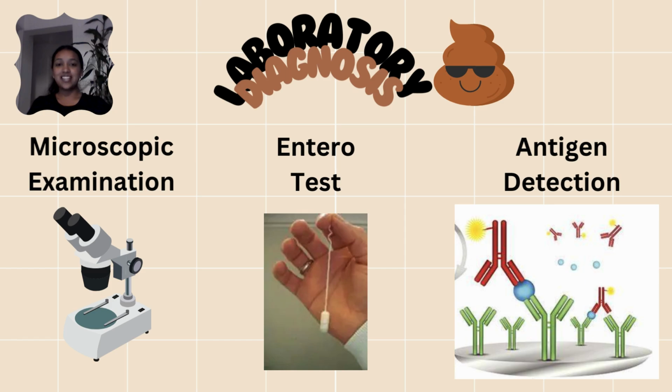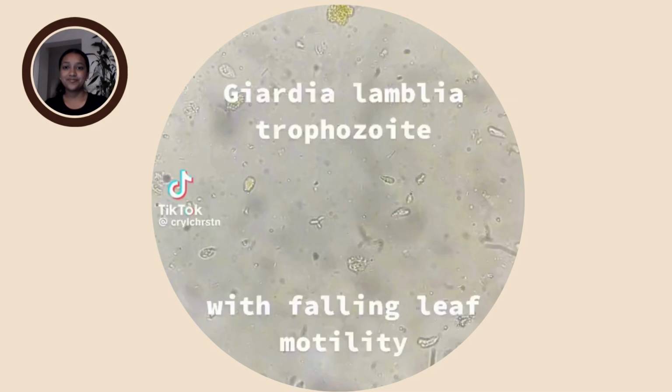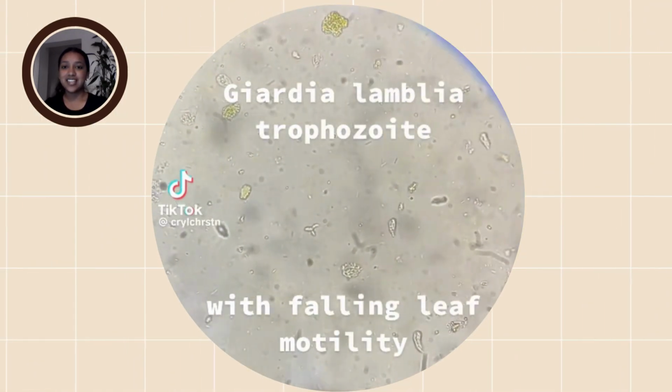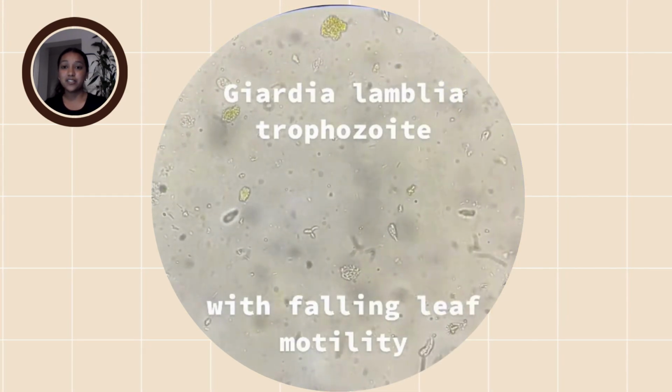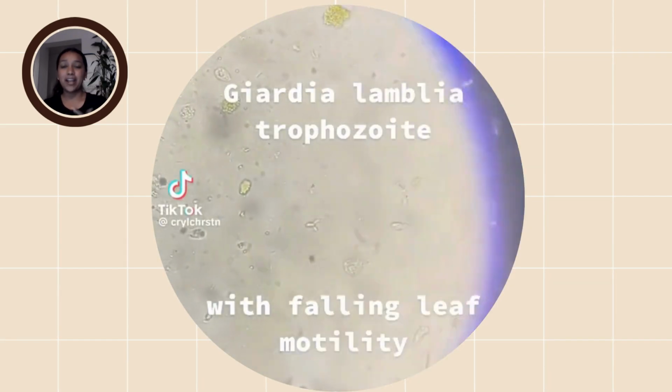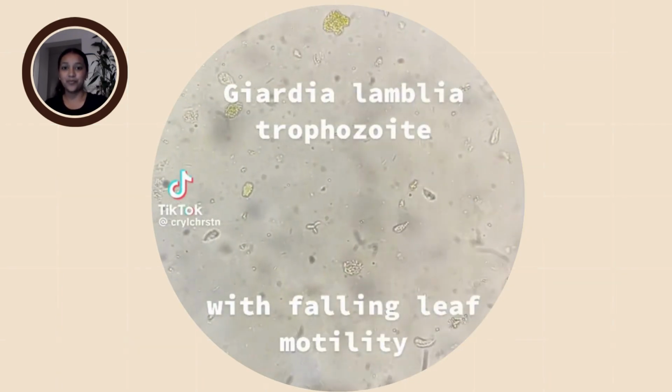And the last one is antigen detection, and this can be done via the ELISA test. So we are looking for the Giardia antigen here. In this video, you'll be able to have at least a small idea of what a trophozoite might look like under the microscope.